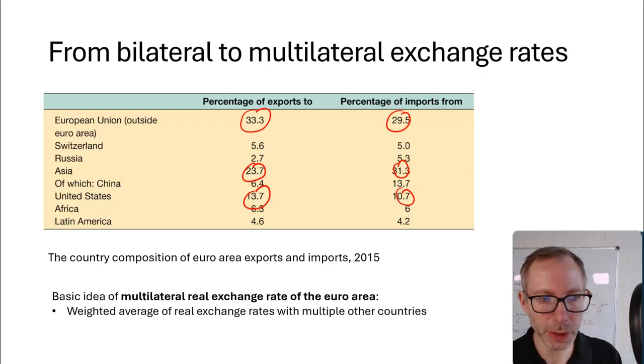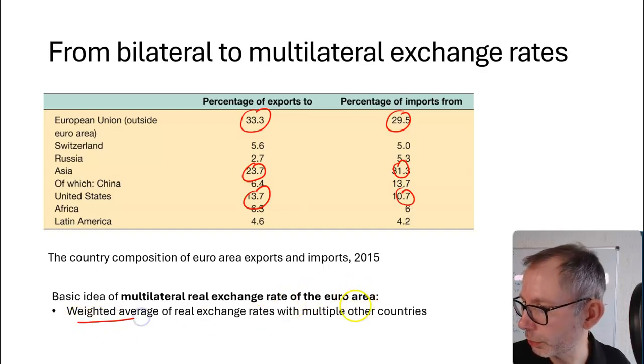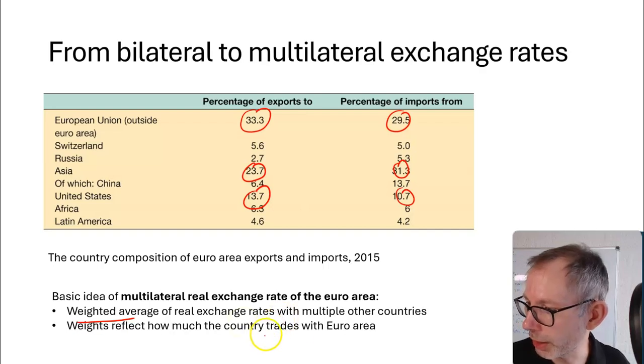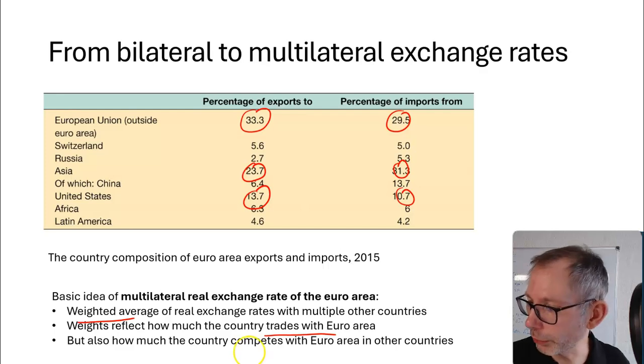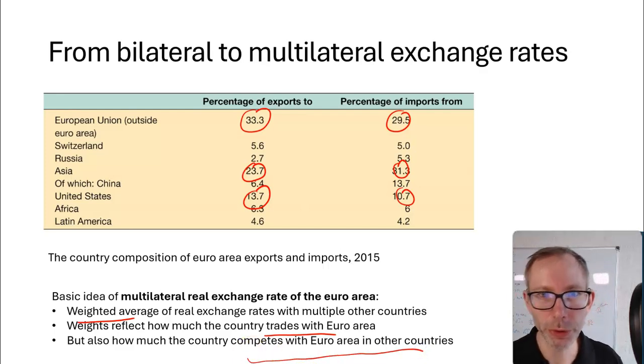In practice, it's done in a somewhat more complicated way. It's a weighted average using both how much you trade with the euro area, but also how much the EU competes with other economies in third markets. So it could be that maybe we don't trade that much with another economy, but we're selling cars to another economy, and another economy is also selling cars to them. And so we're competing with them in other markets. So that is also taken into account. The practical construction of a multilateral exchange rate is actually quite complicated, although the conceptual idea is not. You just want to have an average of the real exchange rate, taking into account how much you compete and how much you trade with these other economies.